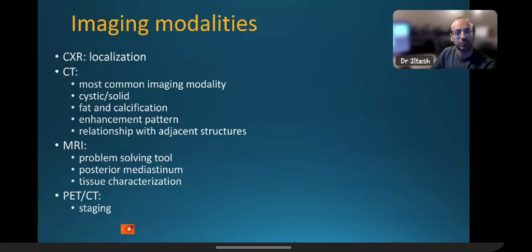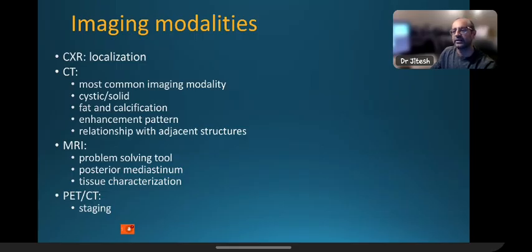MRI is used mostly as a problem-solving tool, specifically in the prevascular and visceral spaces, when it is difficult for us to differentiate between cystic and solid masses based on CT. If the mass has a high attenuation value, then we need to know whether it is cystic or solid. For posterior or paravertebral masses, MRI is the imaging modality of choice because it can give us better delineation of the mass and its relationship with the spinal canal and its structures.